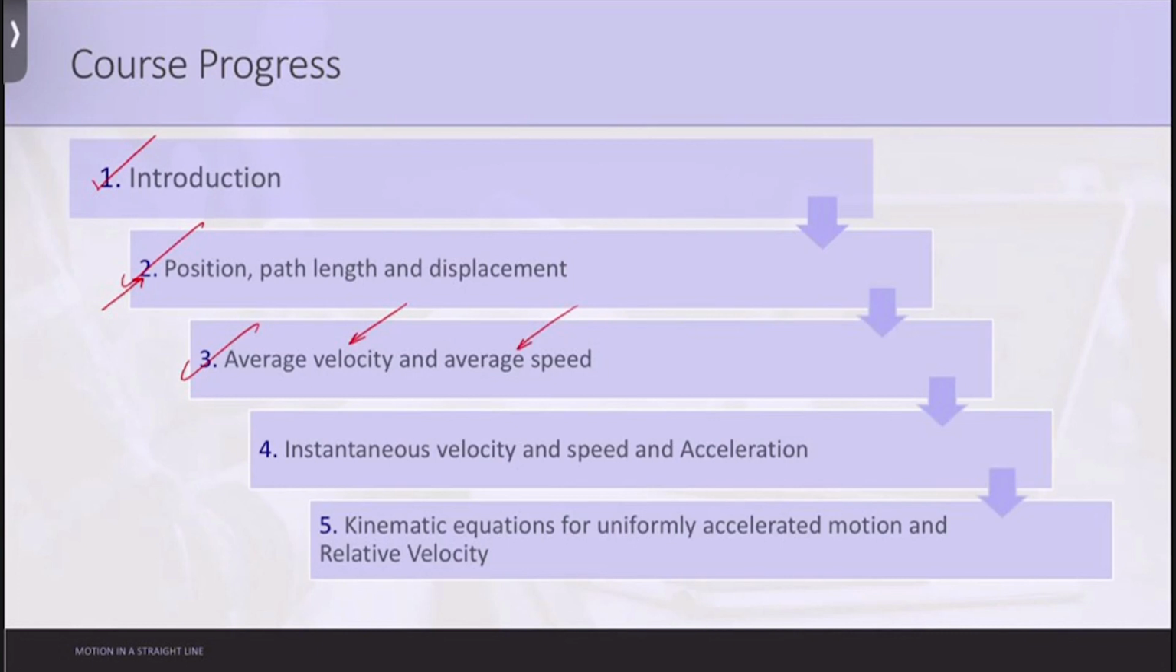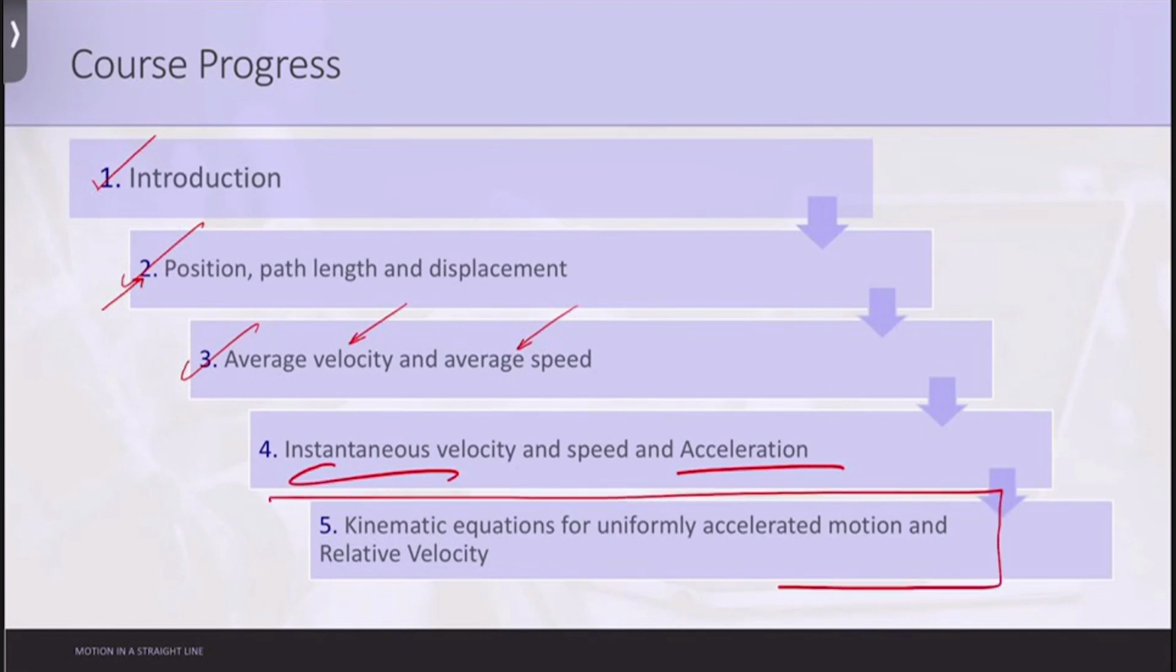Then we'll move on to instantaneous velocity, speed, and the acceleration concept. Finally we'll move to the main topic, that is finding the kinematic equations. There are the basic three kinematic equations which we'll be using for uniformly accelerated motion. And finally we'll close the topic with relative velocity. That's all this chapter has to offer. Let's go very slowly and understand each and every topic, because this is the basic building block of your physics for kinematics.